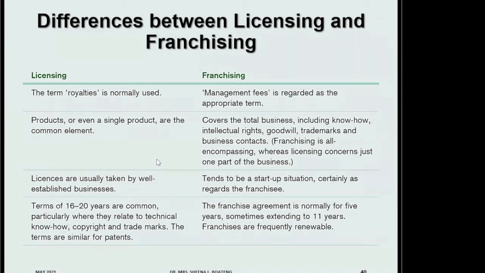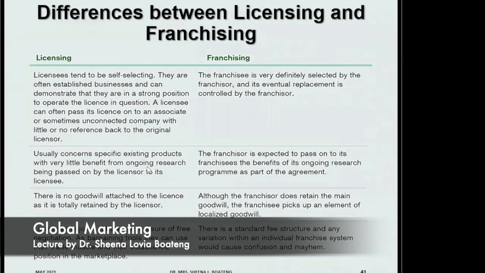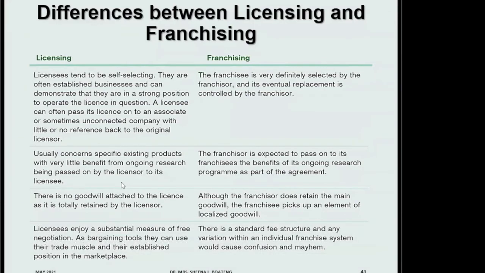Now for licenses, the terms are usually 16 to 20 years long, right? Those are the common lengths for licensing agreements. However, when it comes to franchise agreements, they're normally 5 years, sometimes extending to at most 11 years. They do not go as long as licensing agreements do, right? Still on the differences between licensing and franchising, licensees tend to be self-selecting in the sense that the licensee decides who they want to get a license from. Whereas with franchising, the franchisee is the one who is selected by the franchisor.